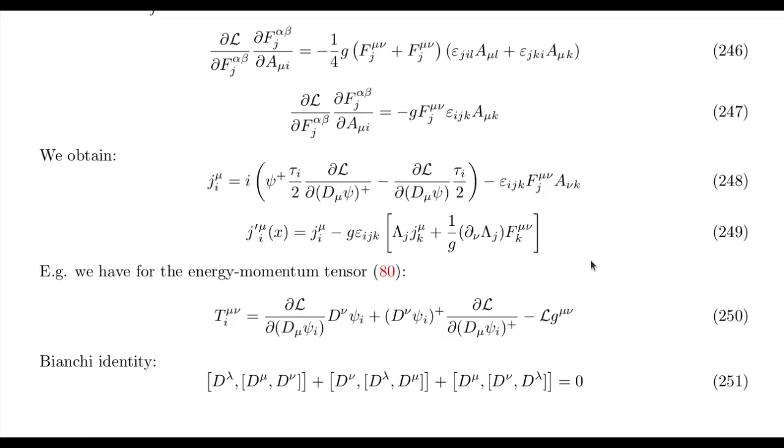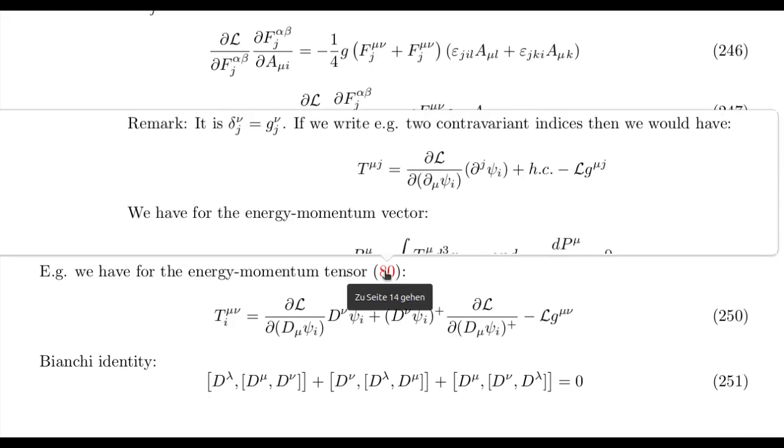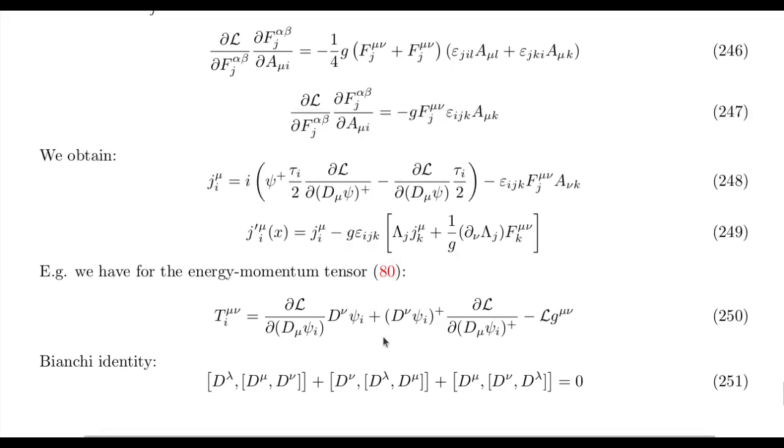And for the energy momentum tensor, for example, we had in the Noether theorem this. And so we can write now in analogy this. And another remark: for the covariant derivative there is a Bianchi identity. That means we can write this with the double commutators.